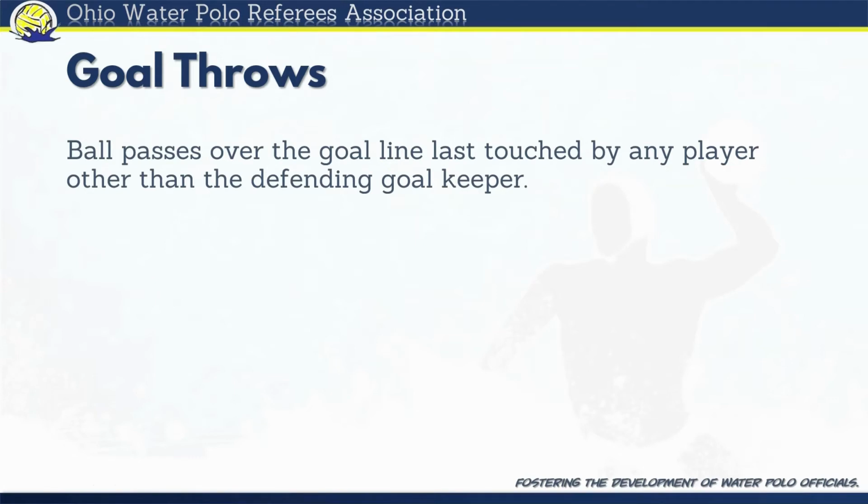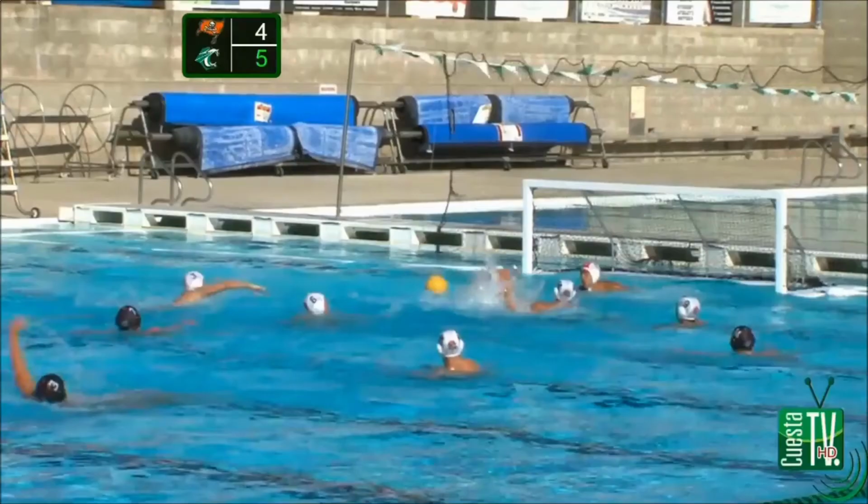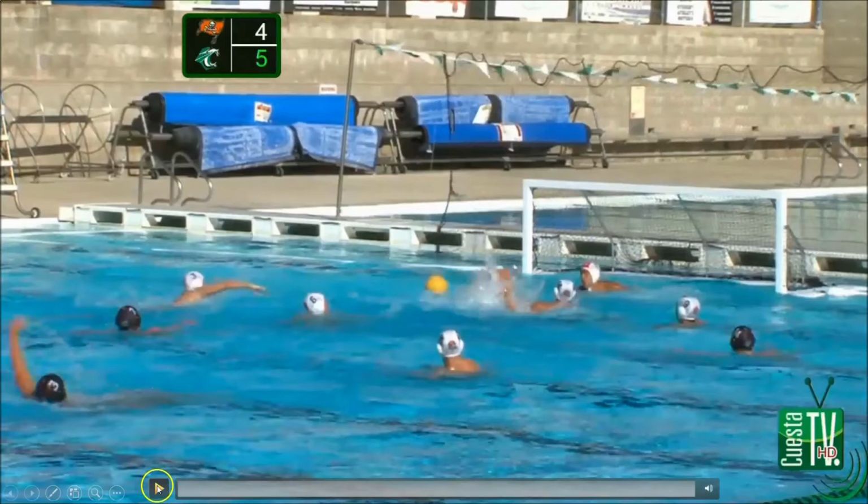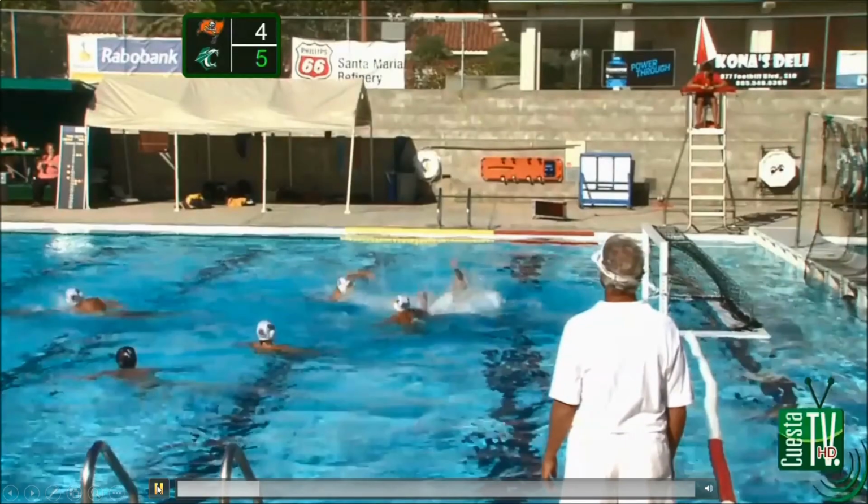Goal throws are free throws that are taken when the ball passes over the goal line, last touched by any player other than the defending goalie, right? So if it is tipped by the defense on a shot and it goes over the goal line, the defense gets the ball. The only time the defense would not get the ball on a shot is if the goalie tipped the ball over the goal line. Okay, so let's take a look at what's going to result in a goal throw here.